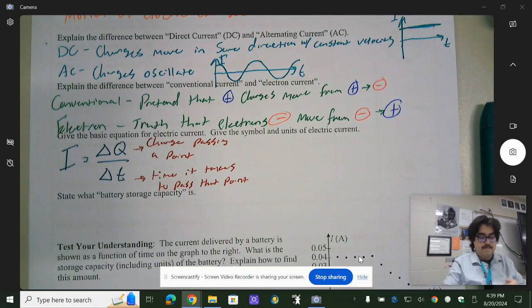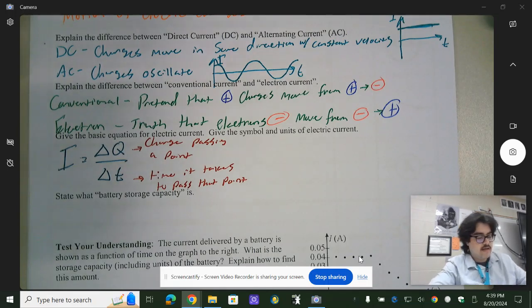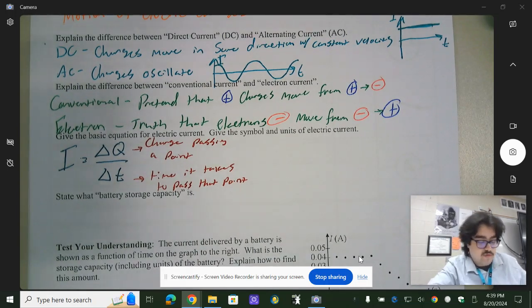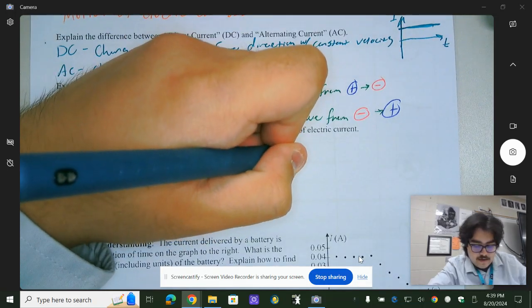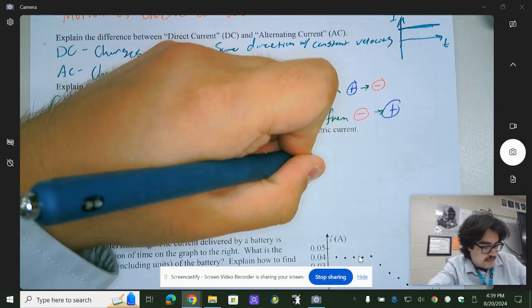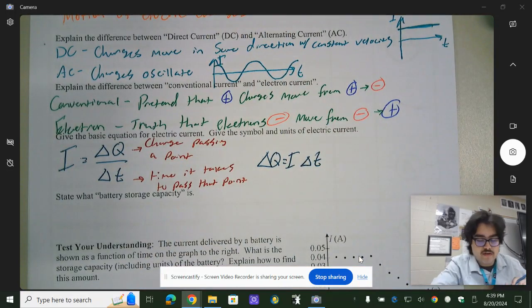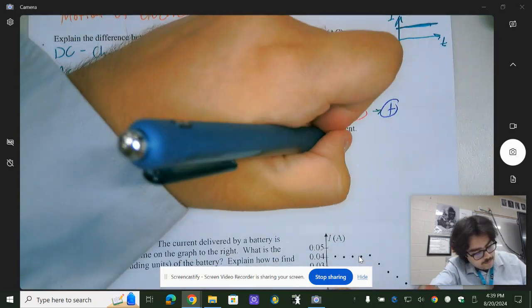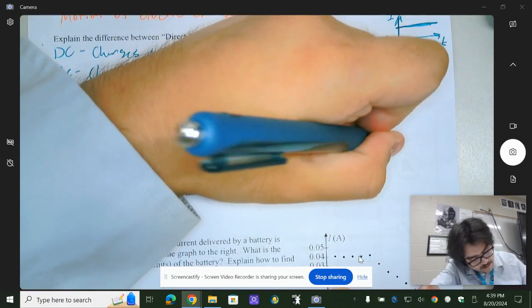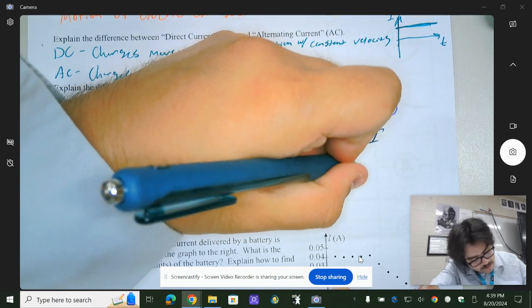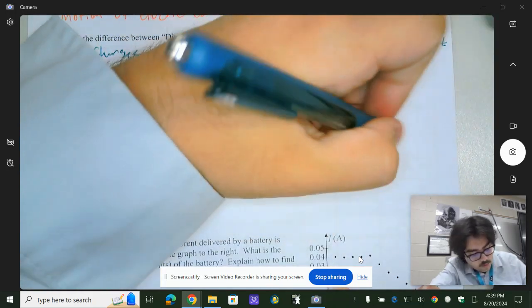A couple of other things to note is that this can also be written a little bit differently. If you rearrange this equation, you get delta Q equals I delta T. That's the same equation, just rewritten differently. The symbol for current, I already said, is I, and the units are what we call the ampere, or amps.